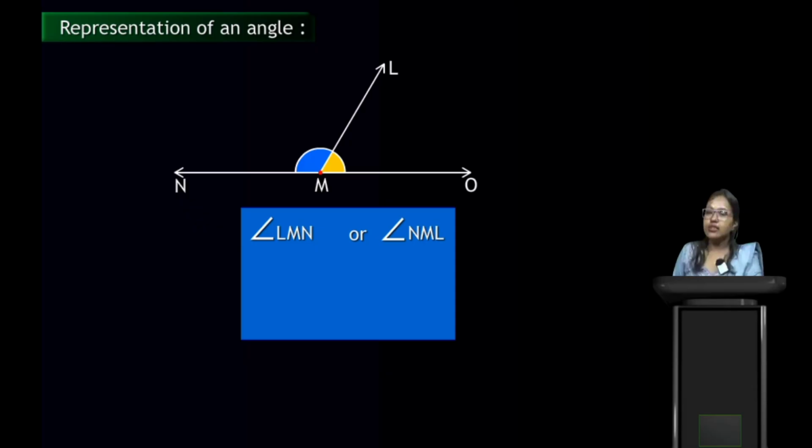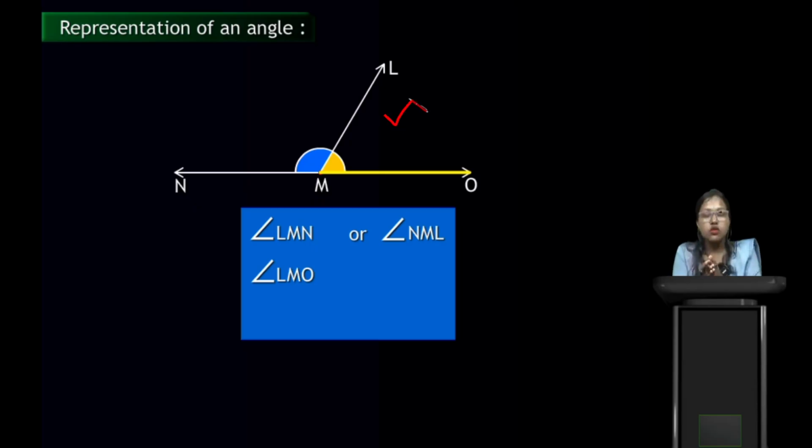Okay, next. Or you can say NML also. This one is also the same thing. Whether you tell LMN or NML, both are the same only, right? Okay. Next, for another angle, the next one is this side one. LMO. So how are we going to represent this? This one we can say LM and then what? Yes, very good, O.